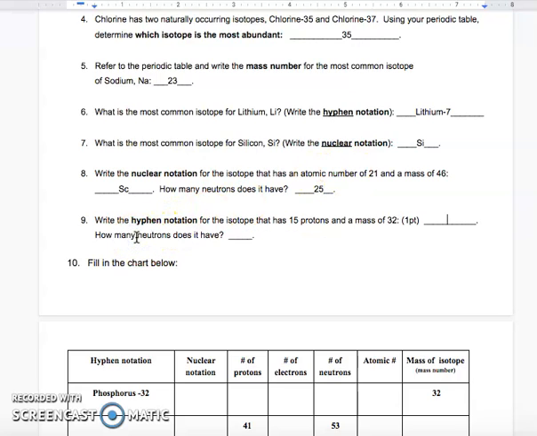All right, 9, write the hyphen notation for the isotope that has 15 protons and a mass of 32. So 15 protons means I'm looking for atomic number 15, which is phosphorus. And then I don't even have to look at the mass on the periodic table because it already gave me the mass. So I just have to say hyphen 32. And then same thing we did up here. How many neutrons does it have? I'm going to take the mass and subtract the number of protons, and you get 17.